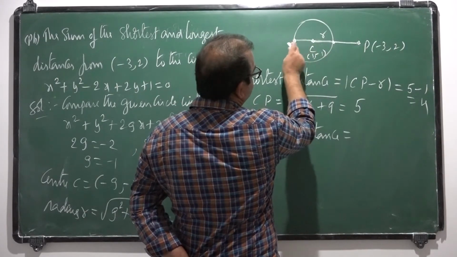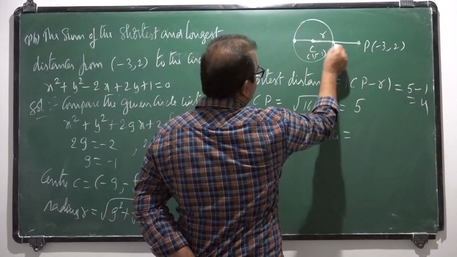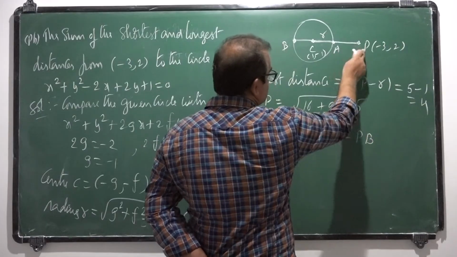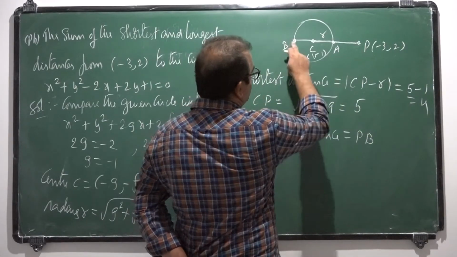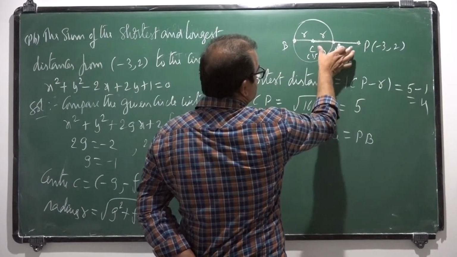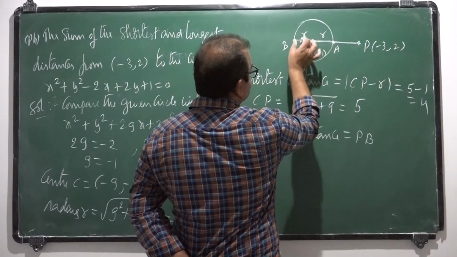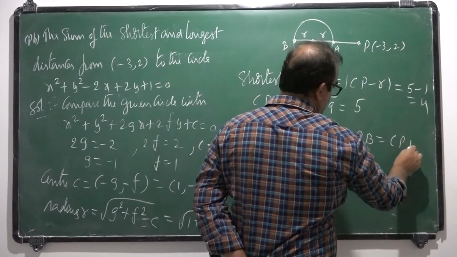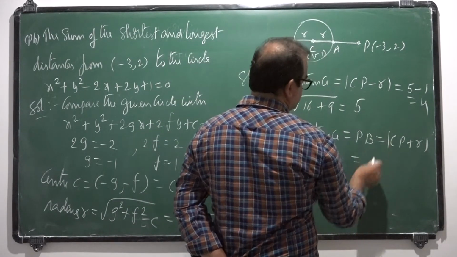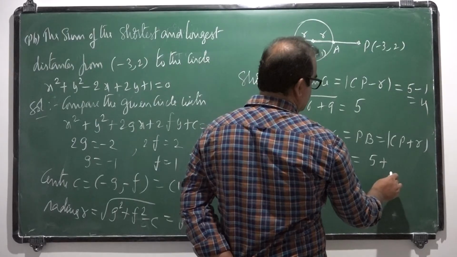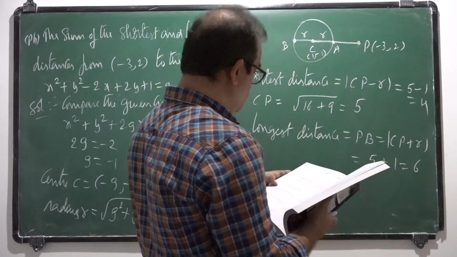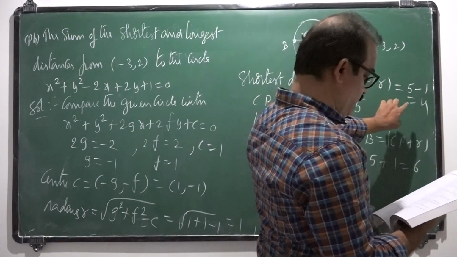Okay, how to find this distance? Let it be A and let it be B. Longest distance is PB. Shortest distance is PA. How to find longest distance? Here if it is R, then this is also R. Longest distance is CP plus R. CP 5 plus R, R is 1, that is 6. So shortest distance is 4.